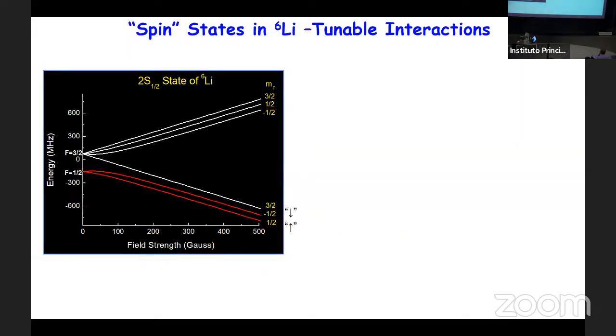All right, so this is a diagram of the ground state of lithium-6. Lithium-6 is an alkali metal atom, of course. It has two stable isotopes. Lithium-6 is a fermion; lithium-7, by virtue of having an additional neutron, is itself a boson. So we're going to be looking at lithium-6 today, and this is what the states look like, how they evolve as a function of magnetic field.